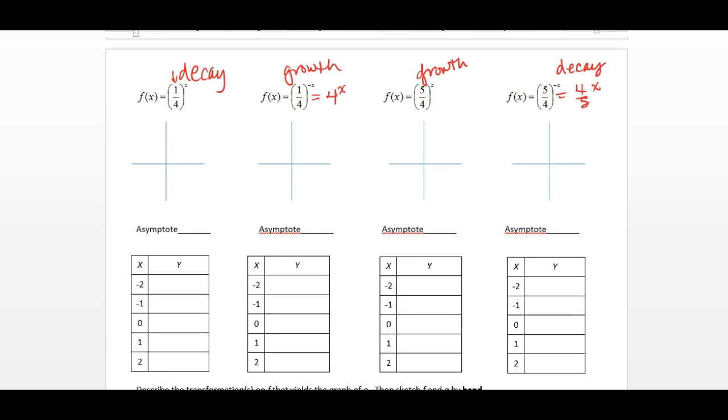So look at this. We said it's 1/4 to the negative 2. So when I flip it over, it becomes 4 squared, which is 16. 1/4 to the negative 1, which is basically 4 to the first power, is 4. 1/4 to the 0 power, anything to the 0 power is a 1. 1/4 to the first power is 1/4. 1/4 squared, oops, is 1/16. Now, let's graph this.